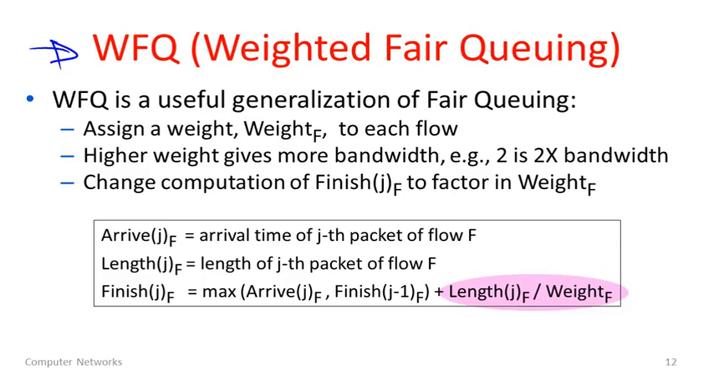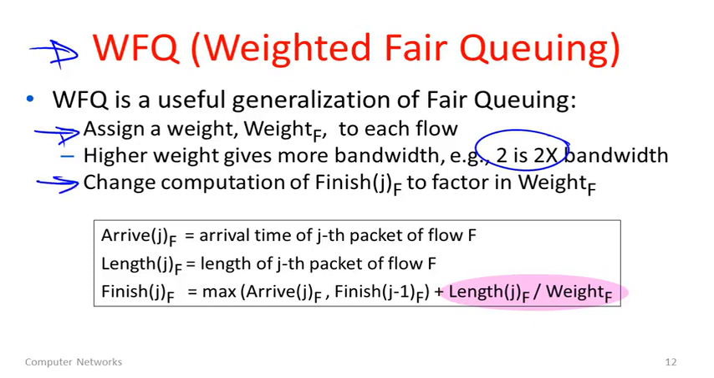With weighted fair queuing, we generalize fair queuing. This turns out to be useful so that we can assign a weight, or an importance if you like, to each different flow. So all of the flows can have a different weight. A higher weight gives you more bandwidth. So for instance, if you have a weight of 2 for your flow, then you get twice the amount of bandwidth. You're going to get to send twice as many bits over the same period of time as the flow with weight 1. And so you can see how we can relatively prioritize things using this weight.